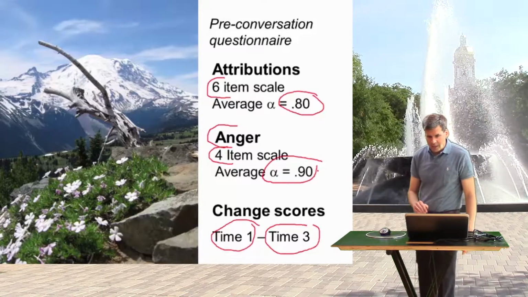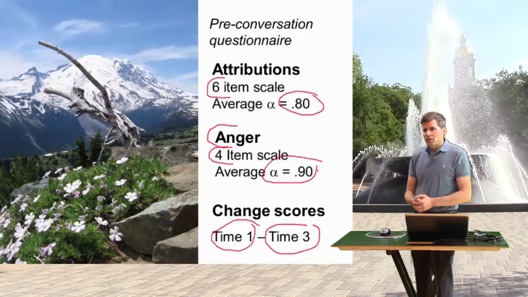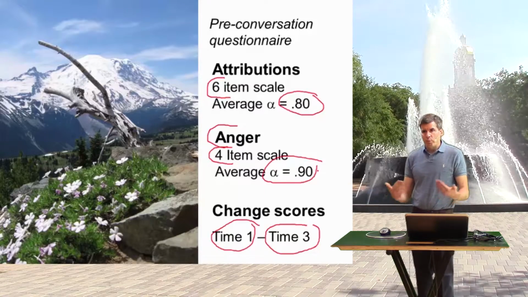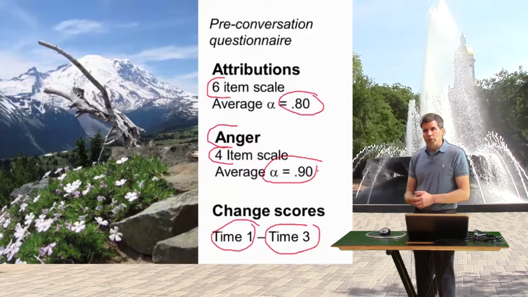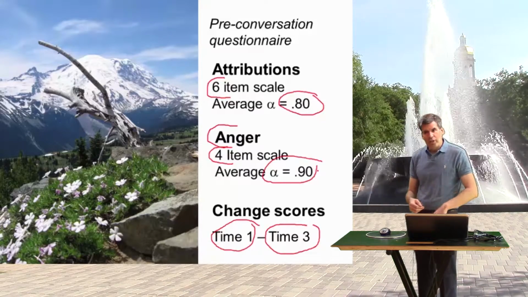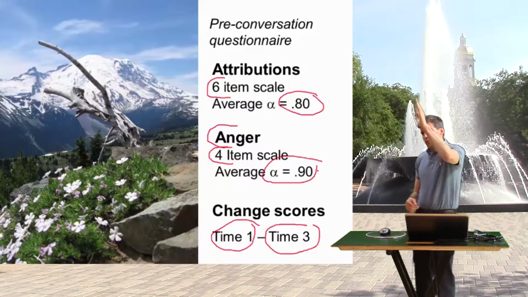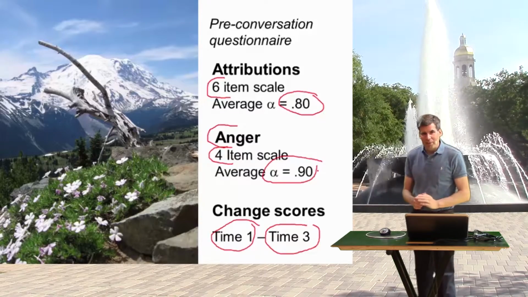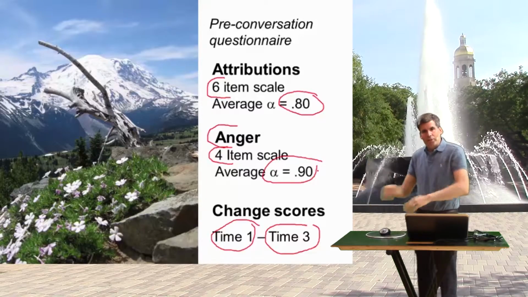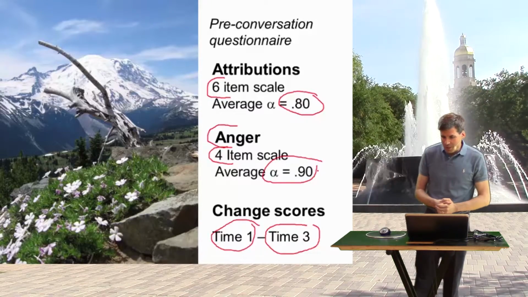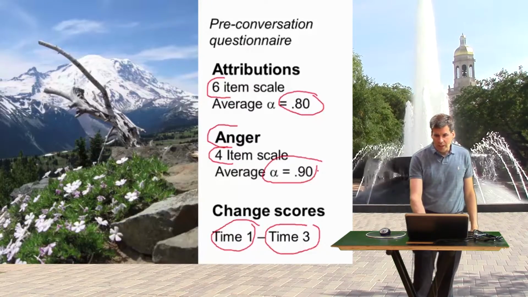Alpha is 0.9. And so again, we've got attribution change and anger change, and our basic question here is simply, what is the correlation? Is attribution change correlated with your anger change? If your attribution change score goes up, your attributions are actually going down. But if your score goes up, does the anger change score go up? And if your attribution change goes down, do the two go down together and up together? So what is the correlation between attribution change and anger change?